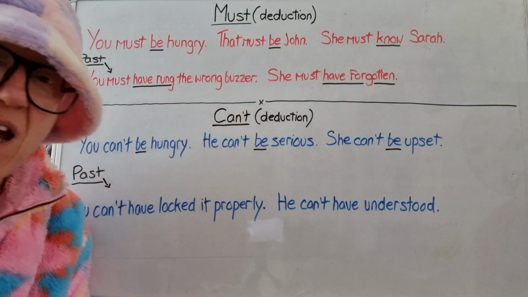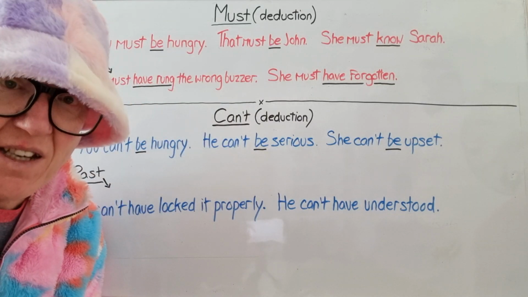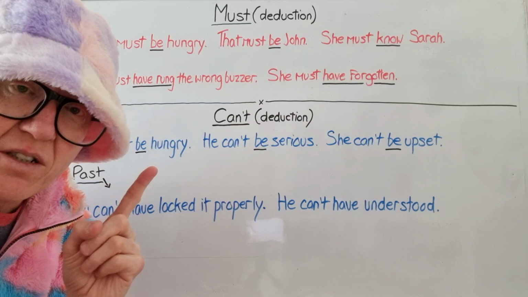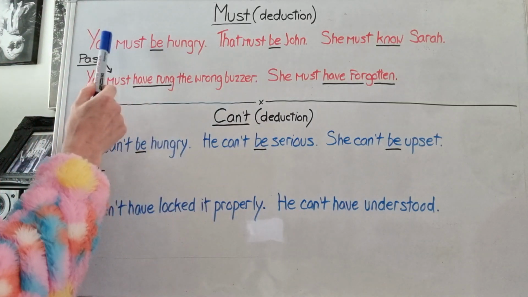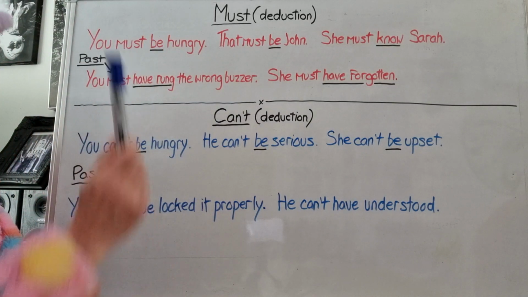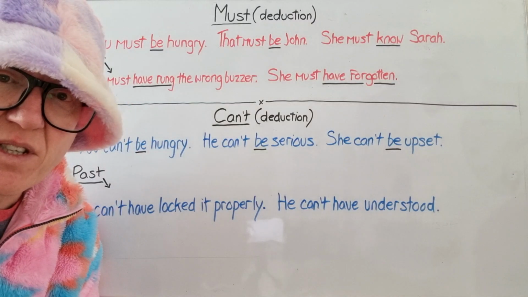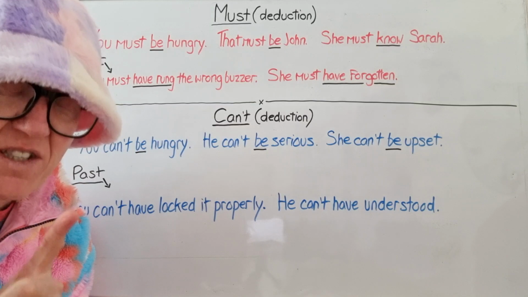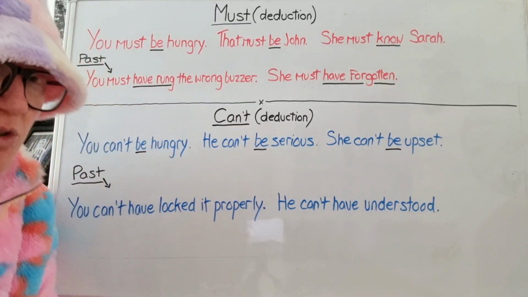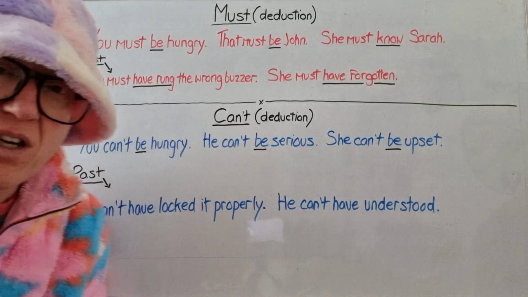Imagine I said, I haven't eaten for 3 days. Your deduction: you must be hungry. Now notice, you always use an infinitive without to after modal verbs. An infinitive without to after modal verbs. And must is, of course, a modal verb.